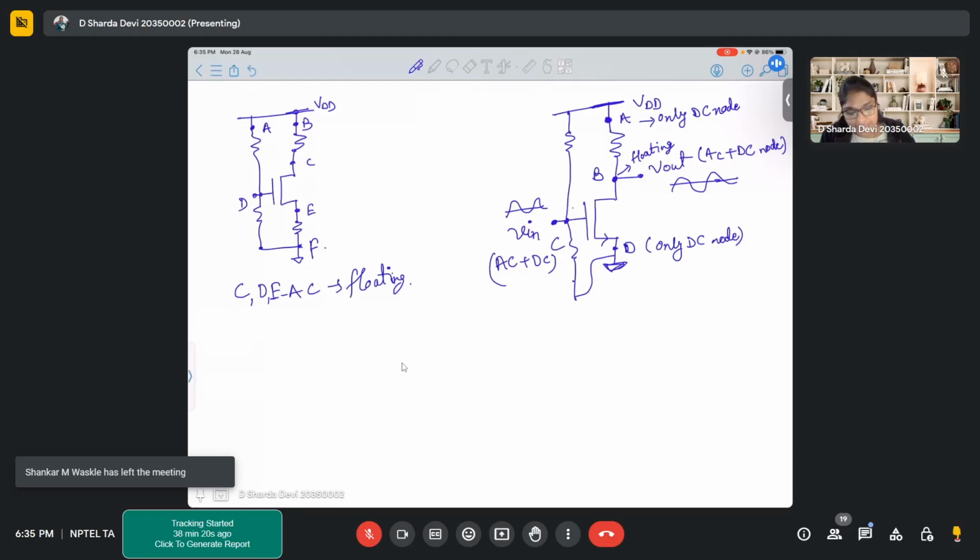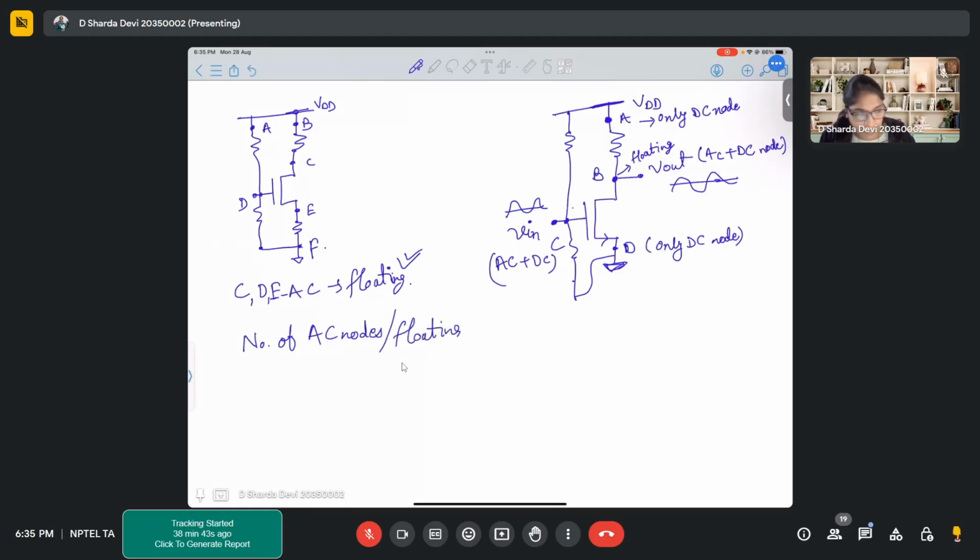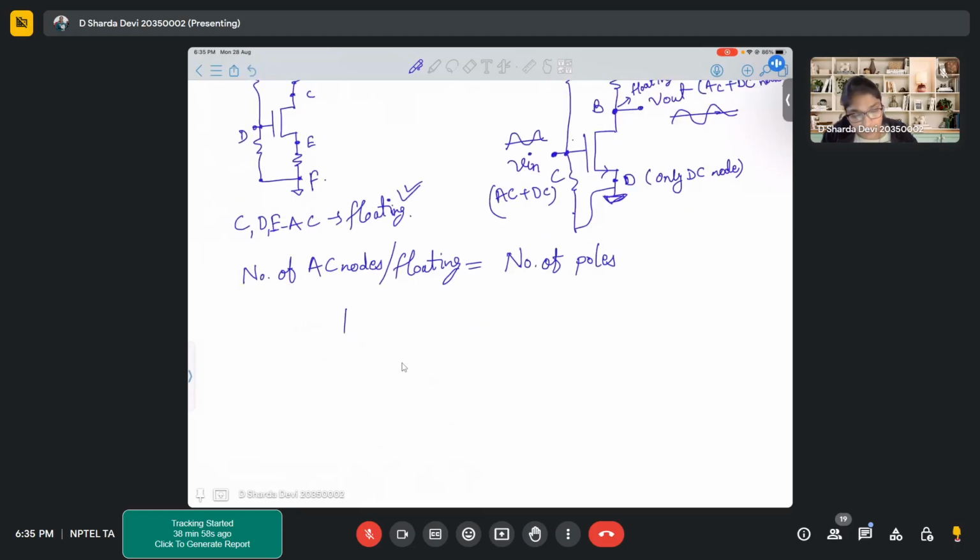Now, why I'm talking about this is, when we ask how many poles you will observe in your circuit, you can get a direct idea from the number of floating nodes or AC nodes, because the number of AC nodes or floating nodes is equal to the number of poles in the system. So this actually gives you the number of poles in the system. And the value of those poles is represented by 1 upon RC, where R is the resistance at that particular node and C is the capacitance at that node. This will give you the value of the pole.